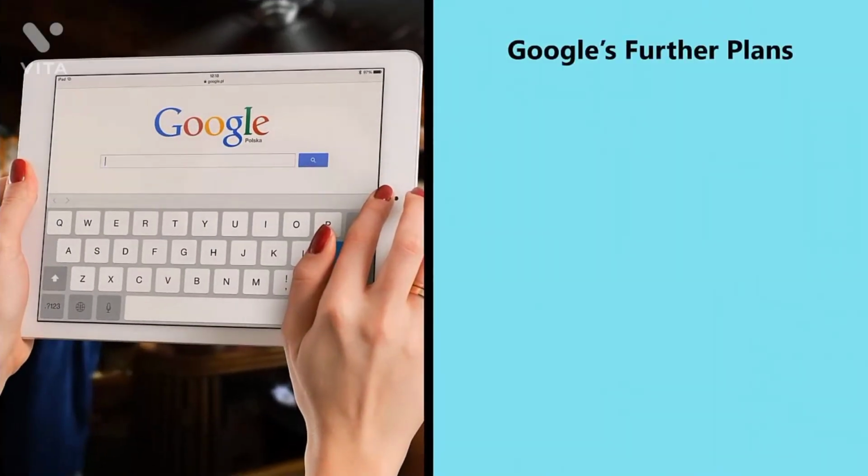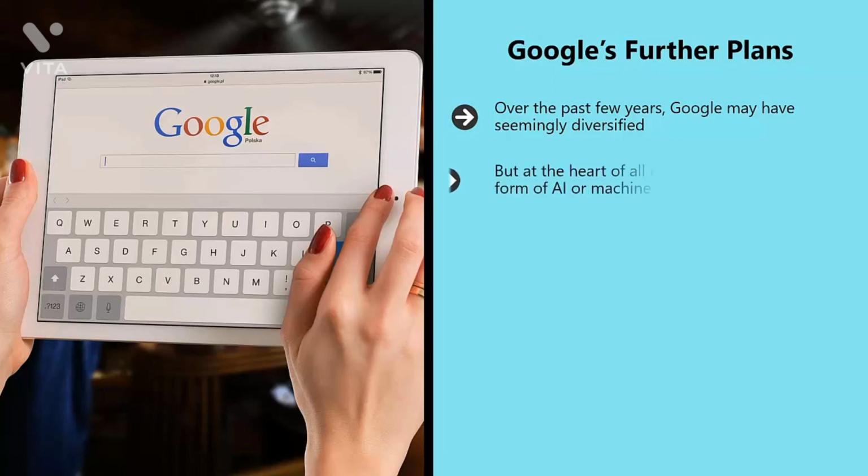Google's further plans. Over the past few years, Google may have seemingly diversified. It now makes smartphones, it now makes self-driving cars, and it now makes apps like Google Lens. But at the heart of all these initiatives is some form of AI or machine learning. Google Lens uses machine learning to identify objects in a scene and allow users to that way search the real world around them. Self-driving cars, of course, are highly reliant on various forms of AI.